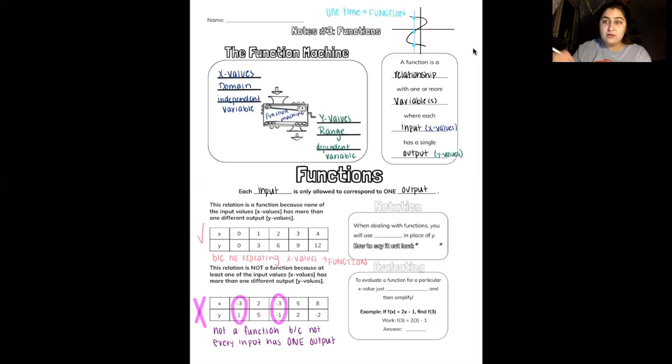If it hits it more than one time, it's not a function. So when we look over here, it hits it 1, 2, 3 times. And what that's saying is at that x value, I could get 3 different y values out.